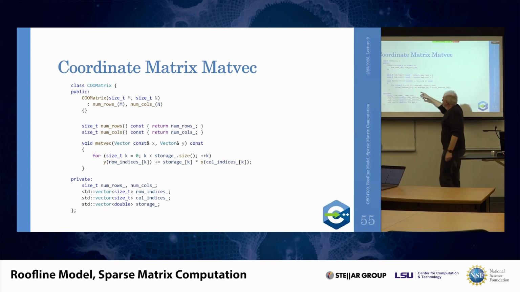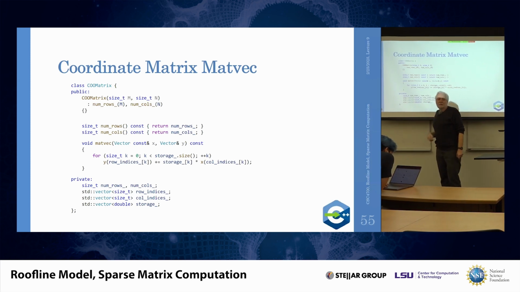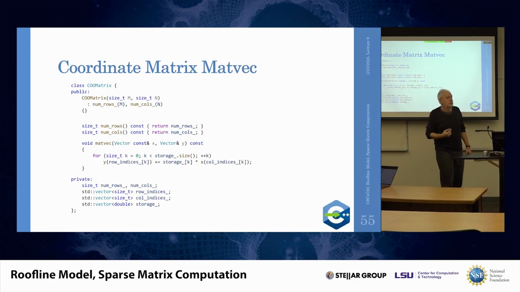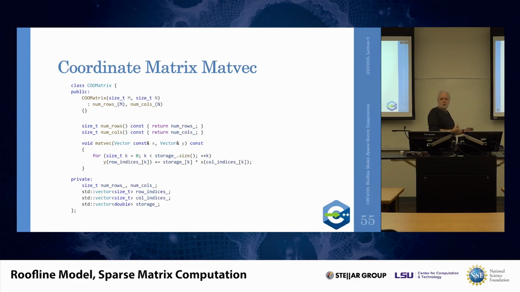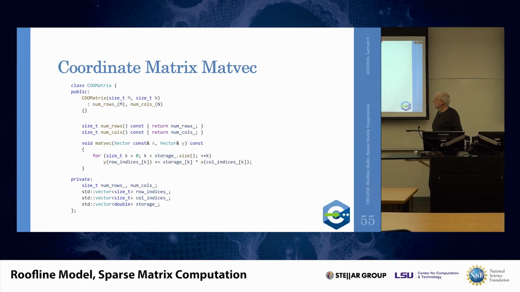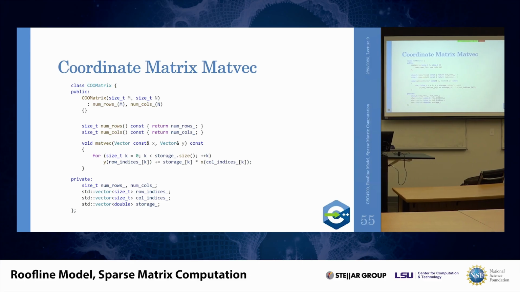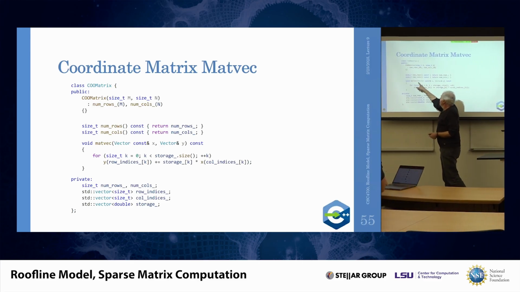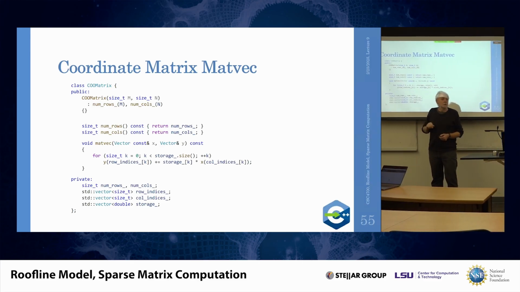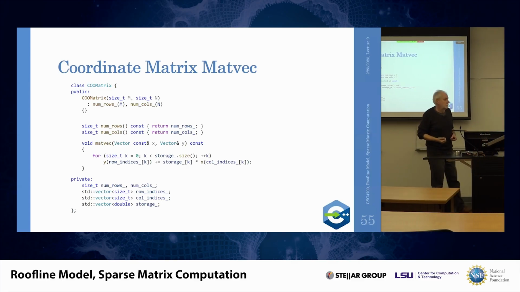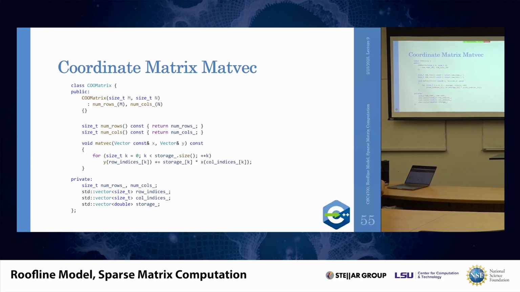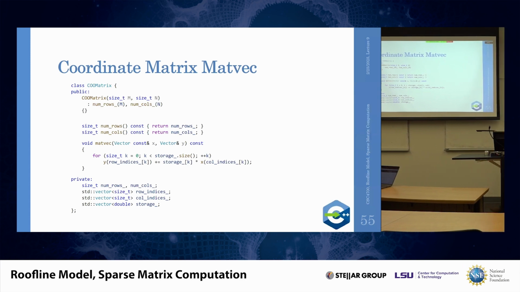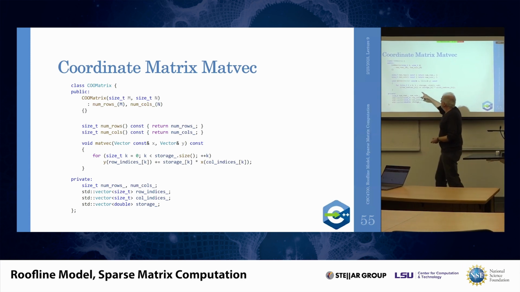Here's our COO matrix. What I have done is turn that matrix vector multiplication into a member function. So it's not an external function to the class anymore as before, but it's a member function of the COO matrix. And it doesn't receive the matrix itself as an argument, because it's a member function on the matrix. All that it gets passed in is the x, the right vector, and the reference to where the result should be stored. Now, if you look at the loop, we see the following.